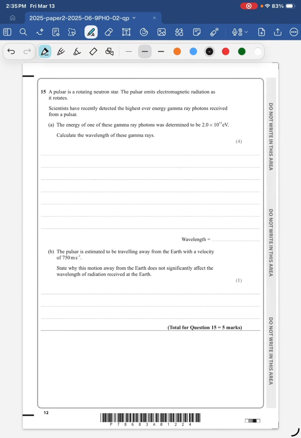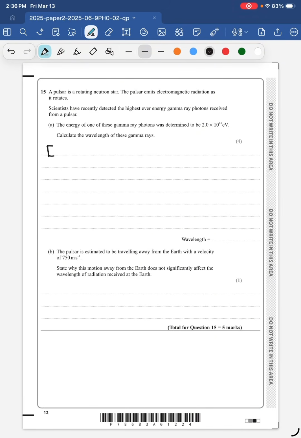A pulsar is a rotating neutron star. The pulsar emits electromagnetic radiation as it rotates. Scientists have recently detected the highest ever energy gamma ray photons received from a pulsar. The energy of one of these gamma ray photons was determined to be 2 times 10 to the 13 electron volts. Calculate the wavelength of these gamma rays.